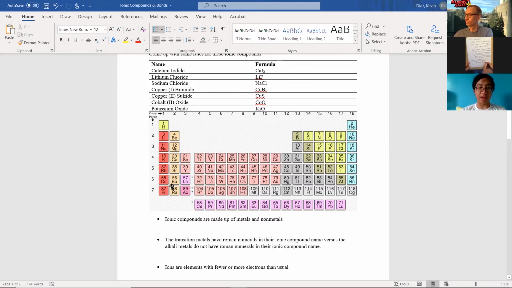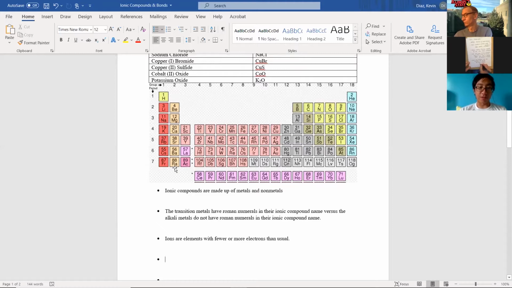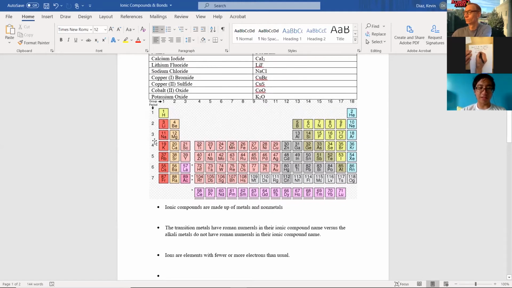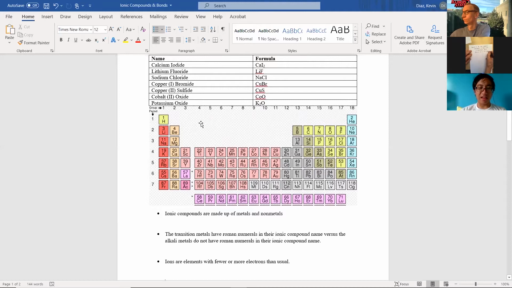You can say the same thing about the second group, which has a similar pattern where they have 2 valence electrons. They tend to make ions that get rid of those valence electrons. So fewer electrons, less negative, more positive. These ions are going to be positive, and having 2 fewer electrons will make them +2 charged. Because these elements always have the same ionic charges, they don't have Roman numerals.